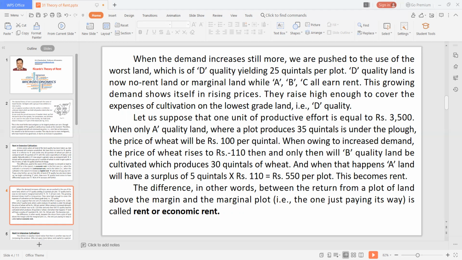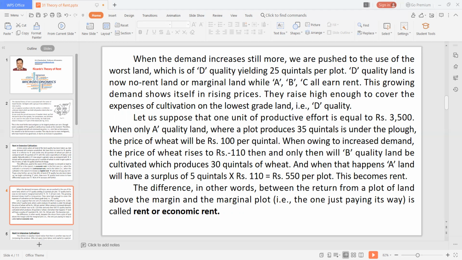When only A quality land, where the plot produces 35 quintals, is under the plow, then the price of the wheat will be rupees 100 per quintal. Then owing to the increase of the price, wheat may rise to 110. Why? Because the demand is high, people try to capture that particular land. People prefer to stay on that land, so the price will be 110.